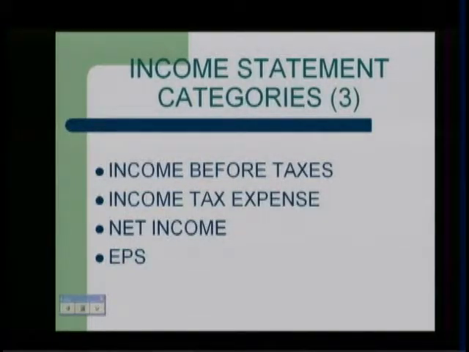At the very bottom of the income statement, you will see the term EPS, or earnings per share. This tells an investor or a creditor exactly how much income each share of stock earned. And that's computed one of two ways.